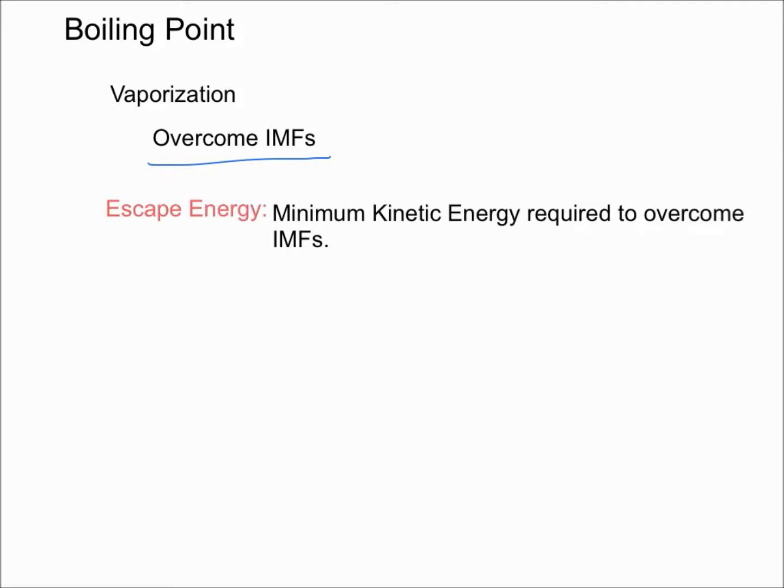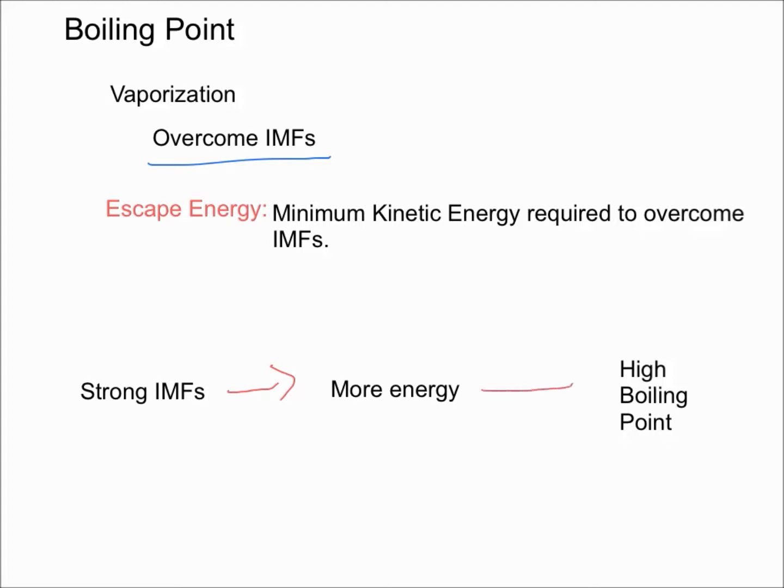It's also good to know that the minimum kinetic energy required to overcome intermolecular forces is called escape energy. Going back to the example, the minimum amount of heat required for the water to boil is called escape energy. And what this means is that when we have strong intermolecular forces, we need more energy to separate those forces, and therefore we have a high boiling point. So, to make it simple, a molecule that has strong intermolecular forces will have a high boiling point.